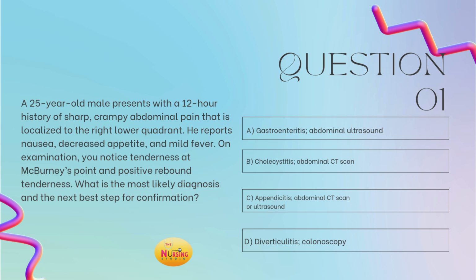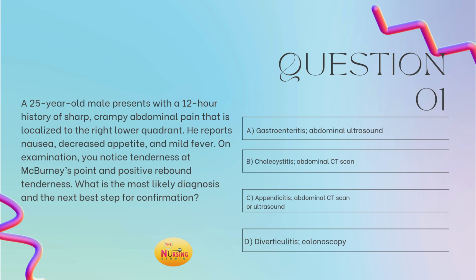Question number one states a 25-year-old male presents with a 12-hour history of sharp, crampy abdominal pain that is localized to the right lower quadrant. He reports nausea, decreased appetite, and mild fever. On examination, you notice tenderness at McBurney's point and a positive rebound tenderness. What is the most likely diagnosis and the next best step for confirmation?